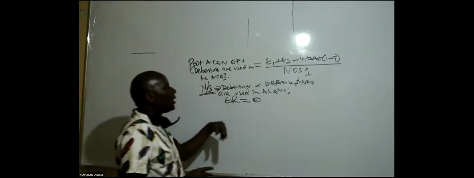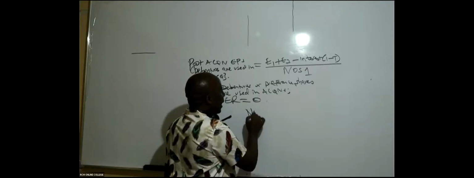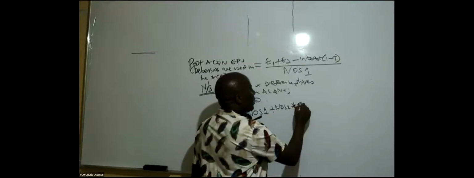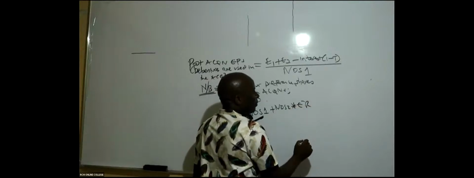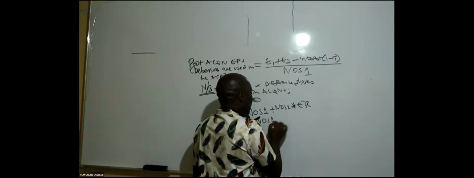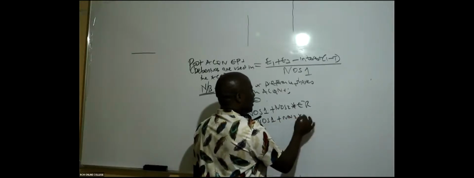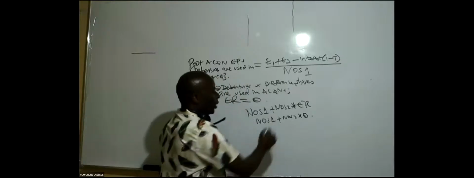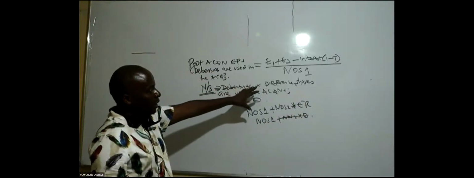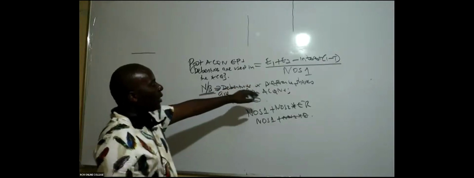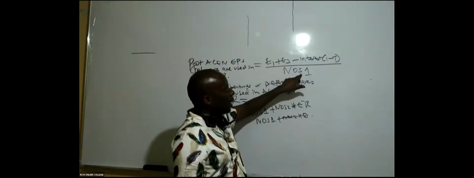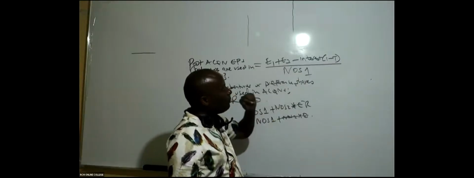Remember, ordinarily, down here, I would have had NOSE 1 plus NOSE 2 times exchange ratio. But we just said that exchange ratio is 0, so it will be NOSE 1 plus NOSE 2 times 0, which gives this. That's why down there I only have NOSE 1. What I've always found is that whenever there is interest here, I'll always have just NOSE 1. I won't have NOSE 2 down there.